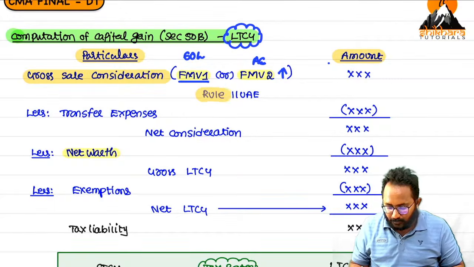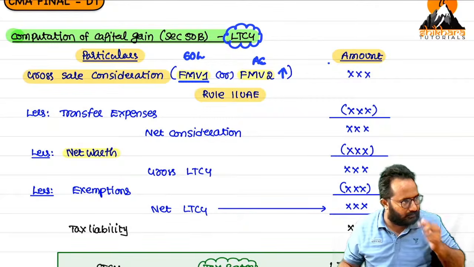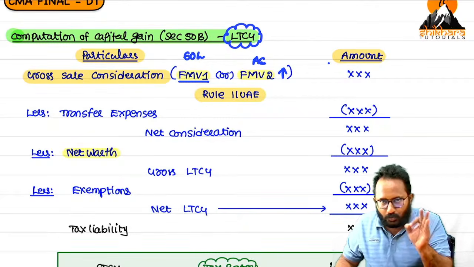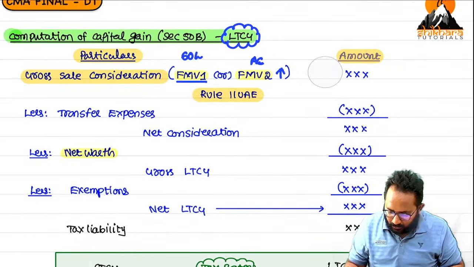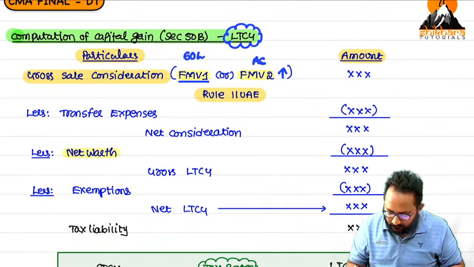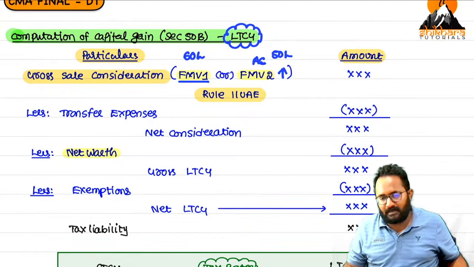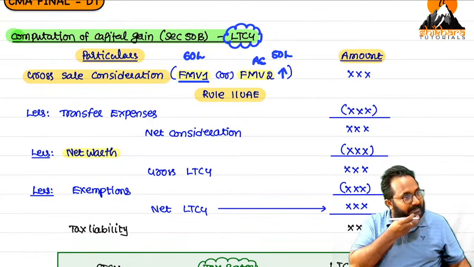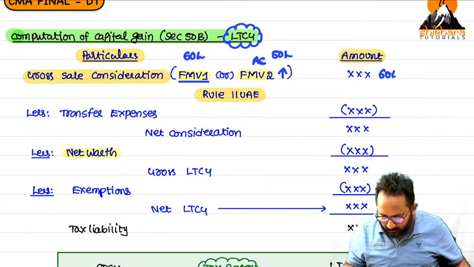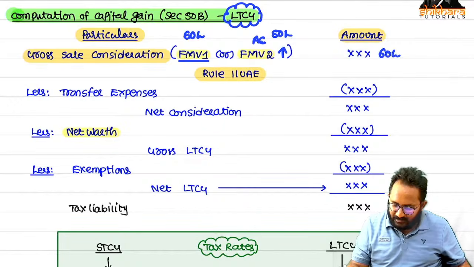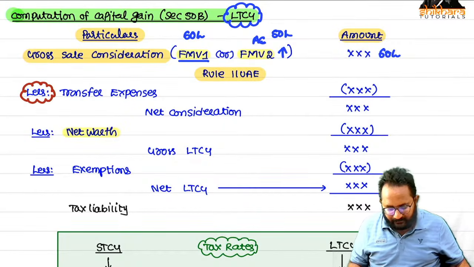Remember, this computation should be done as per that one rule. I will explain that rule also, Rule 11UAE. Actual consideration is how much? 50 lakh. Fair market value 1 is how much? 60 lakh. You have to take whichever is higher, how much? 60 lakh. If any transfer expenditures were incurred related to the slump sale, please remove them.